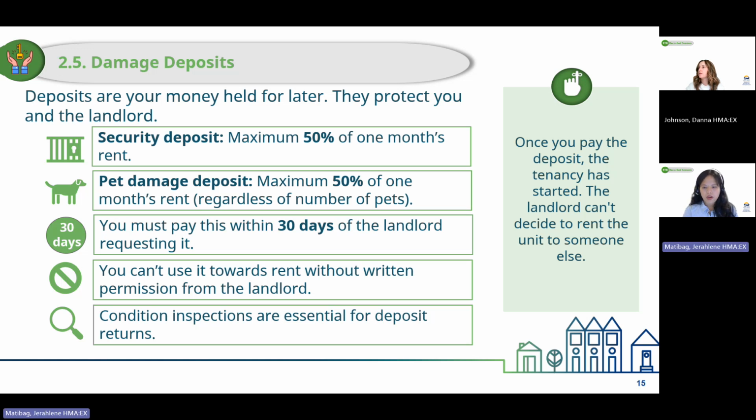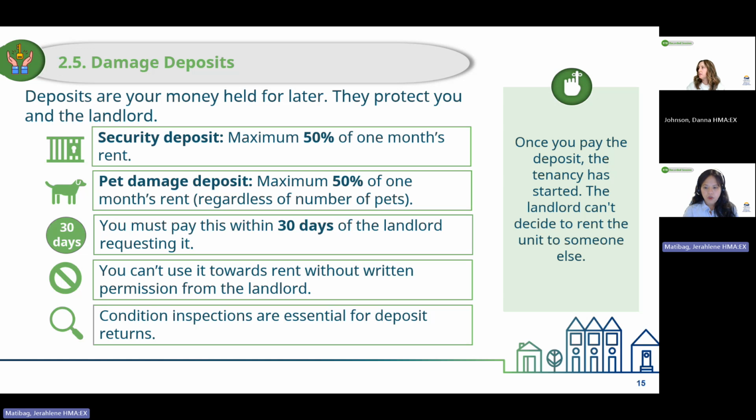And the rules for deposits are simple. You must pay these deposits within 30 days of the landlord requesting them. This is very important because your tenancy is legally considered established once the money changes hands. So even if you sign the agreement, you don't officially have a tenancy until you've paid the required deposit. And then you can't use the deposit towards rent without written permission. And finally, condition inspections are essential for deposits. Without a proper inspection, it becomes much harder to prove if damage existed before you moved in.